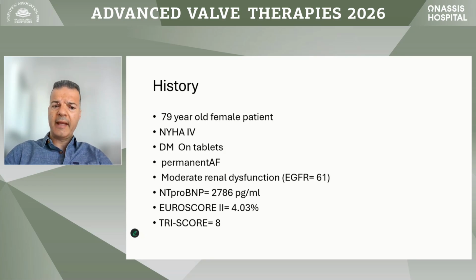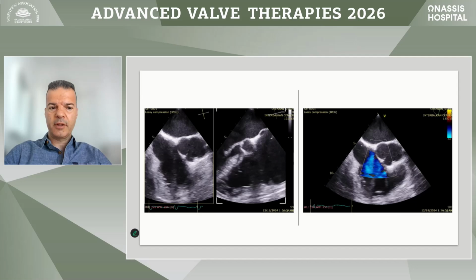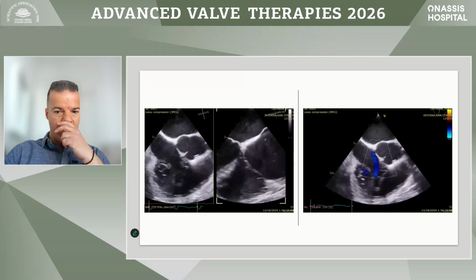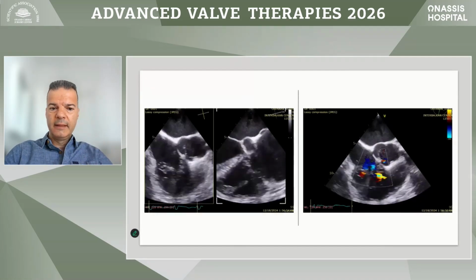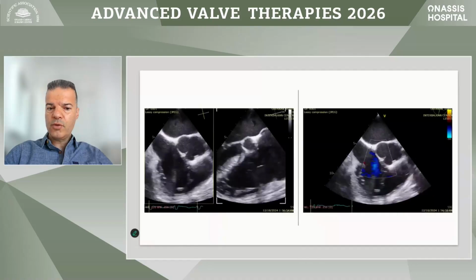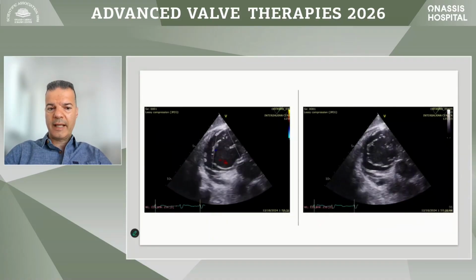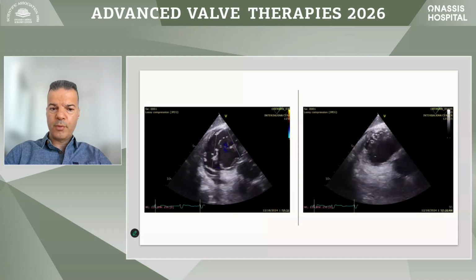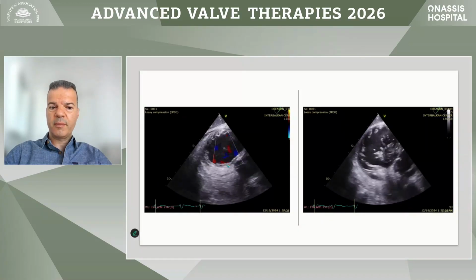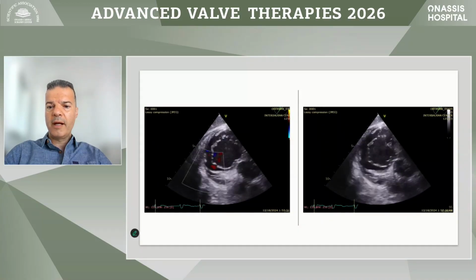EuroSCORE 2 is not very high, but TRI-SCORE is 8 because the patient is on a high dose of diuretics and has got severe symptoms because of tricuspid regurgitation. And this is how the tricuspid valve looks. You can see a dilated annulus, you can see horizontal leaflets, a central jet of tricuspid regurgitation, a pretty broad jet. So it spans from the posterior to the anterior part of the valve.